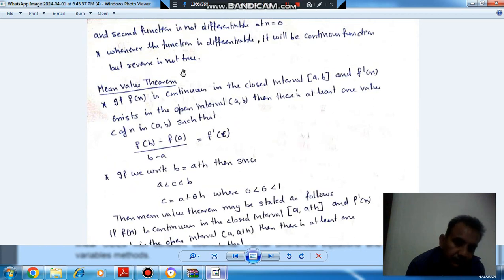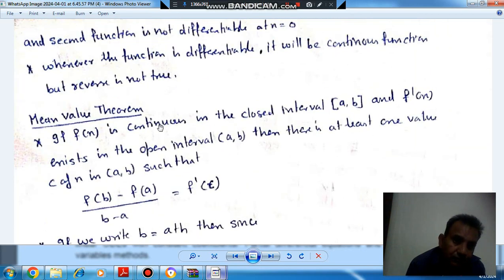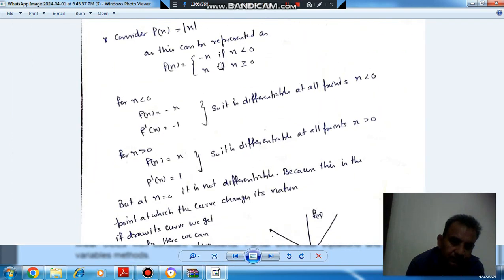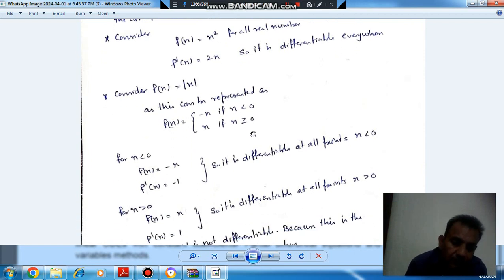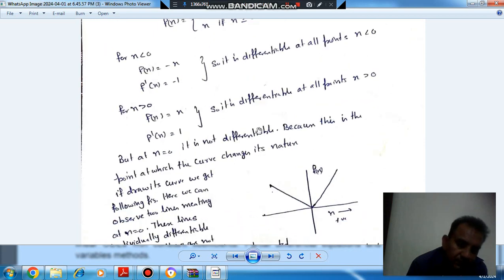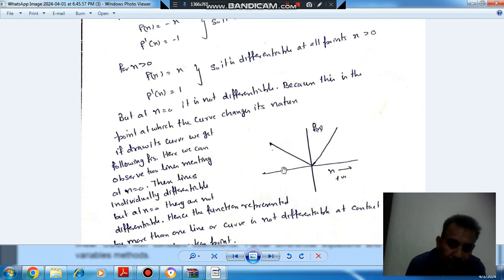So one result can be interpreted from this: whenever a function is differentiable, it will be a continuous function, but the reverse is not true. Here we can see that both are continuous functions. Whenever the function is differentiable, it is represented by a single equation, and a single equation line or curve is continuous. So when there is a change in the nature of the curve, at that point the function is not differentiable. So that is one.